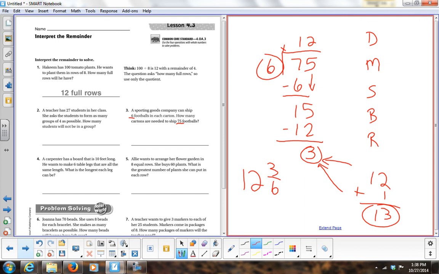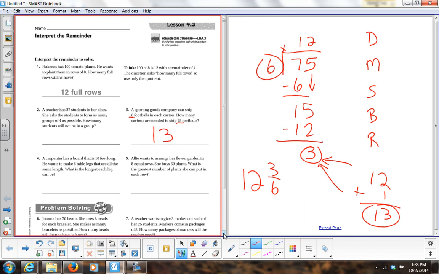Because I can't just leave 3. The problem says I have to ship all 75 footballs, but only 6 fit in each carton. So there's 12 full cartons, and then I'm going to have one that's half full. Okay, so my answer is 13.